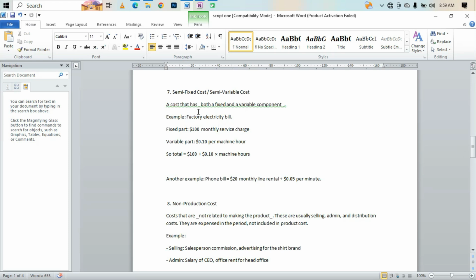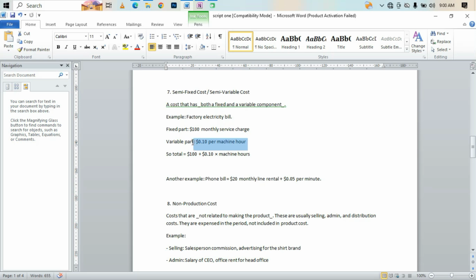Semi-fixed cost is a cost that has both a fixed and a variable component. For example, a factory electricity bill. In this factory electricity bill, the fixed part is a $100 monthly service charge. The variable part is what? 10 cents per hour. So if we work every hour, we are going to incur an electricity bill of what?